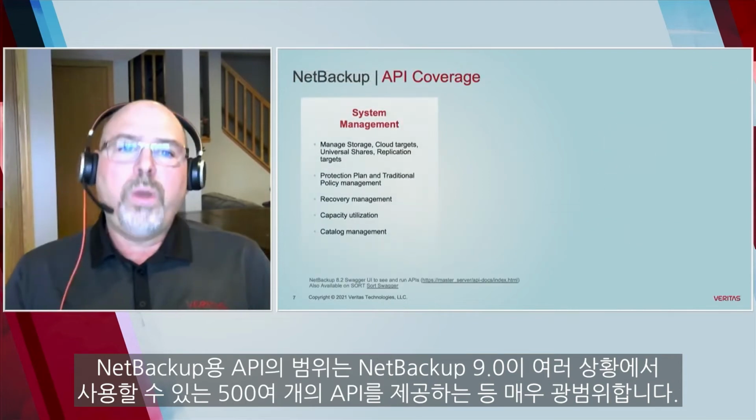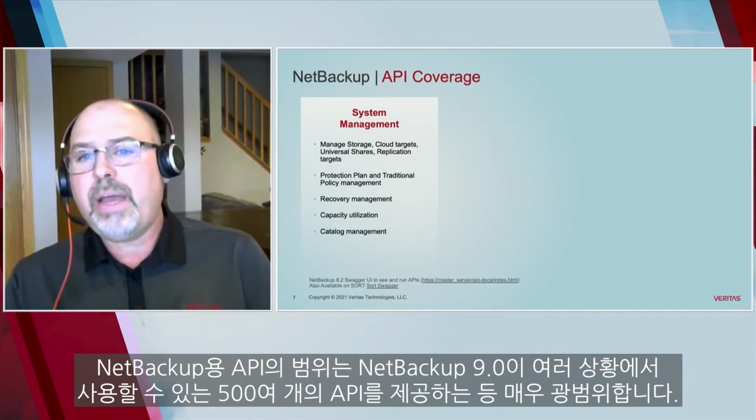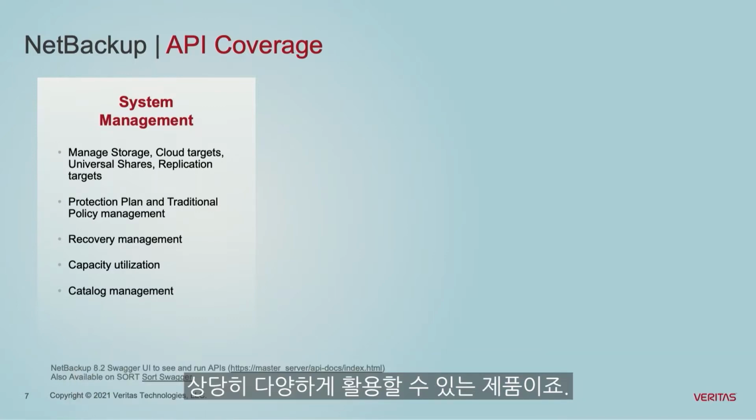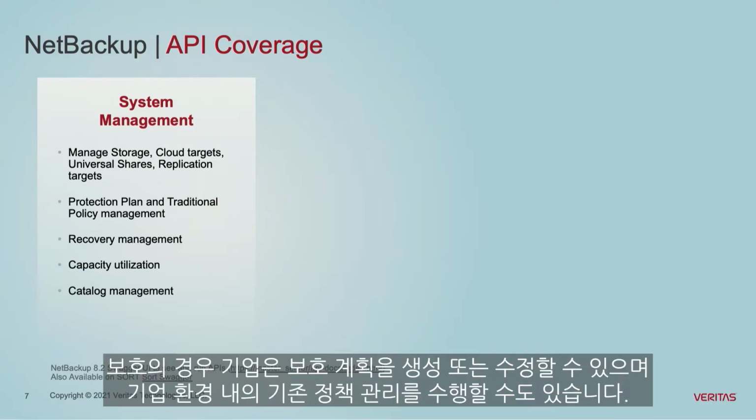So when we talk about our breadth of coverage of APIs for NetBackup, in NetBackup 9.0, we have approximately 500 APIs that can be used for different situations. It covers the gamut of the product. So when you look at systems management, for instance, we have managed storage, managed cloud. When it comes to protection, you can create protection plans. You can modify protection plans. You can also do traditional policy management if that's what you have within your environment.